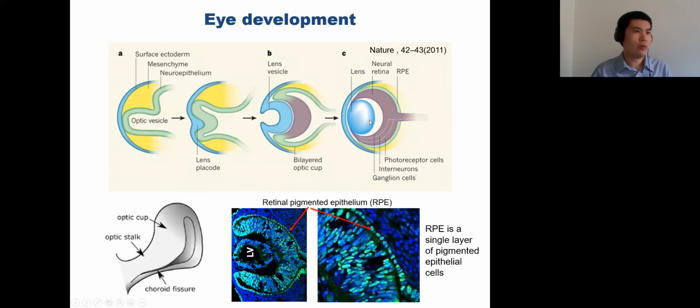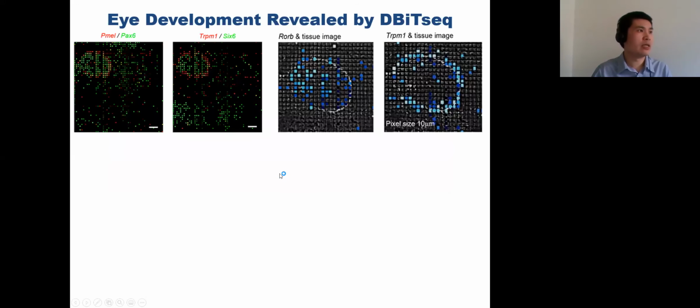And we can see from here the very thin layer of retinal pigmented epithelium cells. These cells serve as one single layer. We want to show that we can see this single layer of cells by doing the mRNA sequencing. So from here you can see the TRPM1 gene. It really aligns very well with the pigment cells surrounding the eye region.